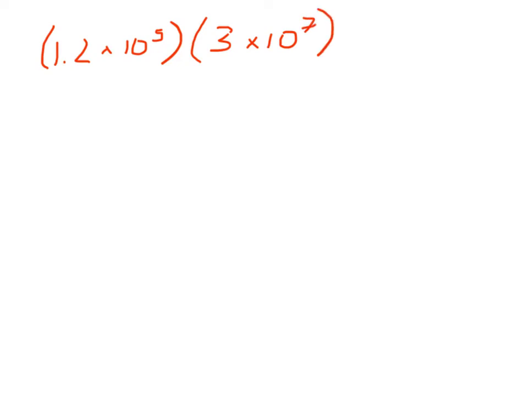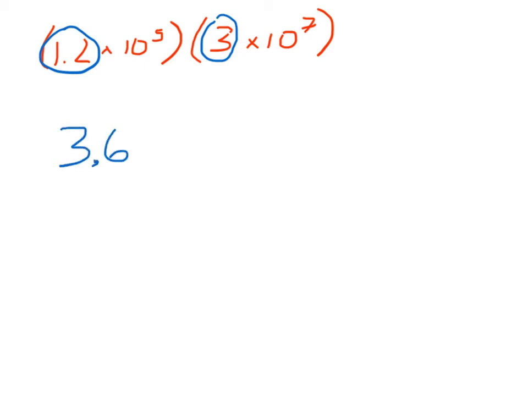So we get 1.2 times 10 to the fifth power, and I'm going to put that in parentheses, and then I'm going to multiply it by 3 times 10 to the 7th. Put that in the parentheses. Well, what we do first is we can multiply the two whole numbers. 3 times 1.2. Put that in your calculator, or you can imagine the 1.2 without a decimal. That's 12. It would be 36.